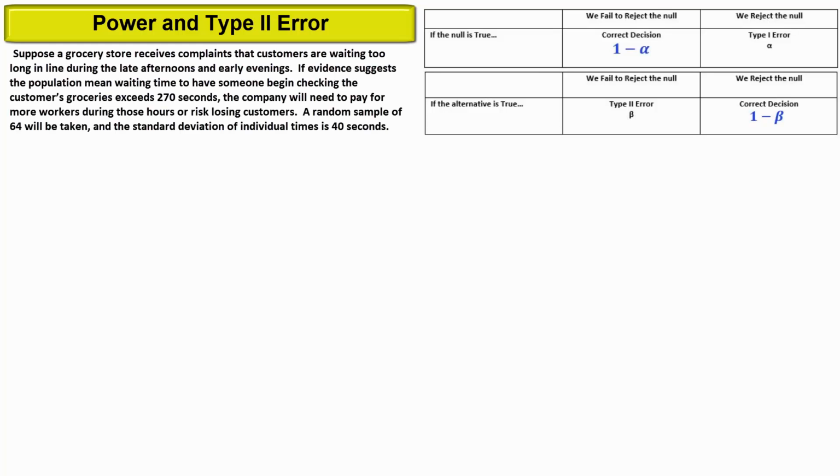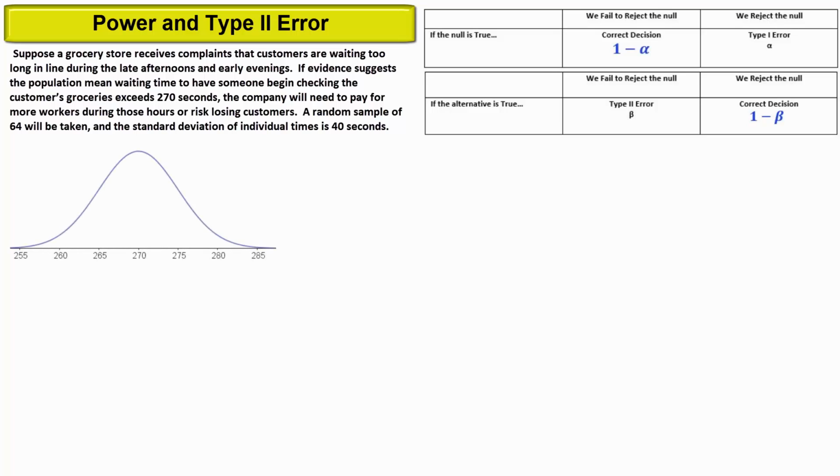early evenings. If evidence suggests the population mean waiting time to have someone begin checking the customer's groceries exceeds 270 seconds, the company will need to pay for workers during these hours or risk losing customers. A random sample of 64 will be taken and the standard deviation of individual times is 40 seconds.